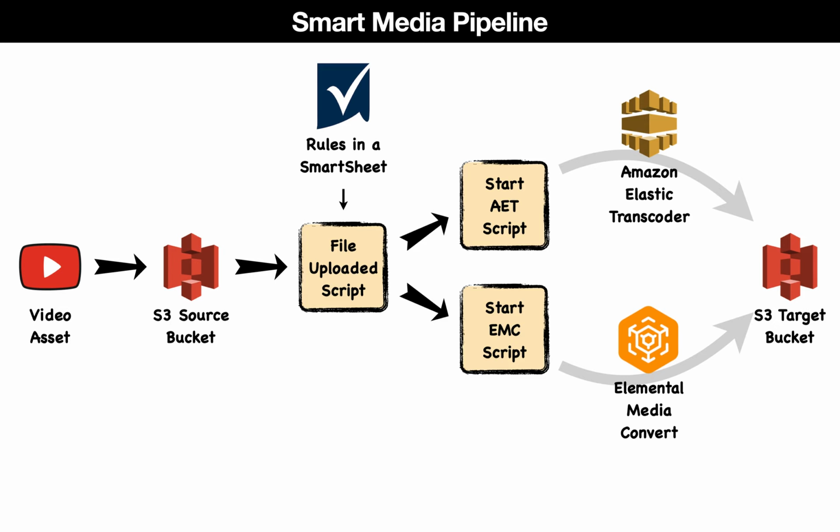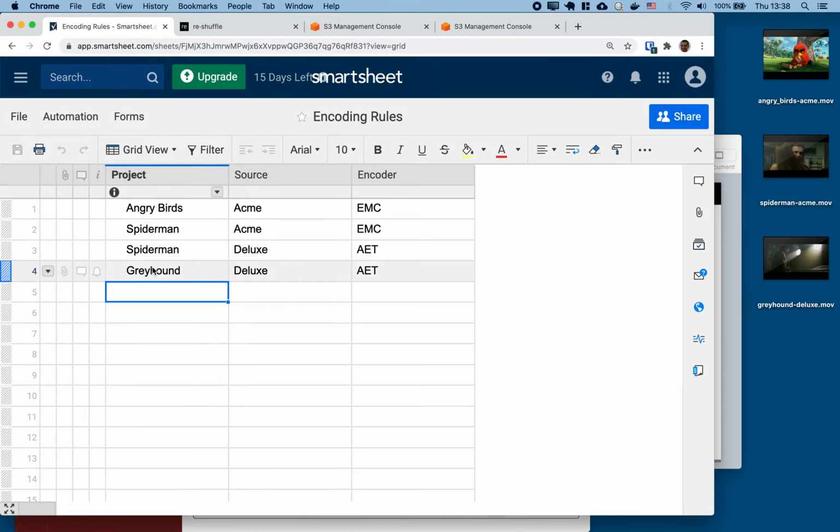We have another script that tracks the status changes across this pipeline and sends out notifications to Slack. Of course, we could have used Teams or email or any other method of notification. Let's see this in action. It has a project column, a source column, and an encoder type. So for example, for the Angry Birds project, if we have a file coming in from Acme, we'll use Elemental MediaConvert to process the file.